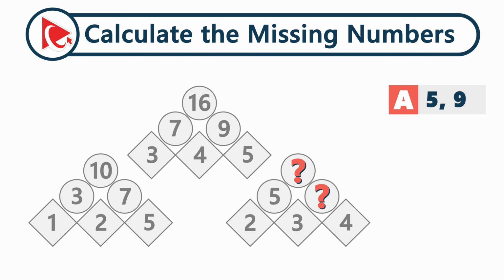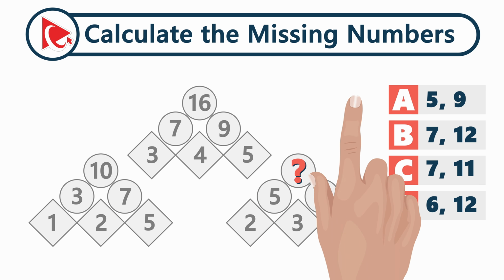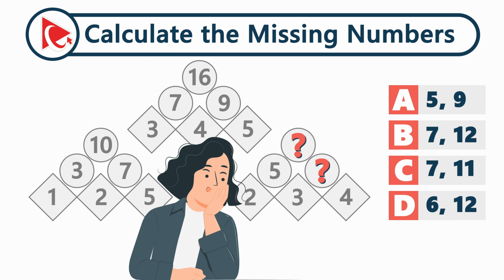Choice A, 5 and 9, choice B, 7 and 12, choice C, 7 and 11, and last but not least, choice D, 6 and 12. Take a moment to rule out wrong answers, check your choice, and then we will reconnect. And once we do, you will be one step closer to mastering the joy of understanding.